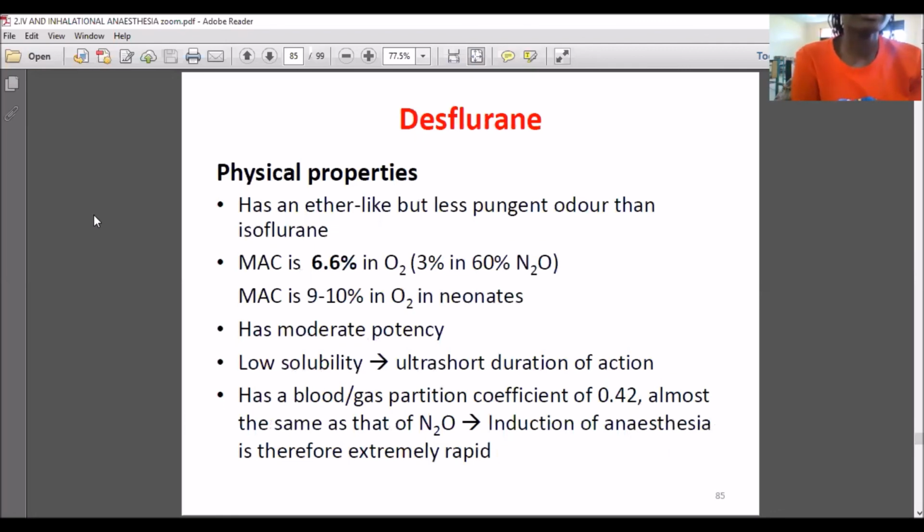Physical properties: it has an ether-like but less pungent odor than isoflurane. MAC is 6.6% in oxygen and 3% in 60% nitrous oxide. MAC is 9 to 10% in oxygen in neonates. It has moderate potency, low solubility, and a short duration of action, with a blood-gas partition coefficient of 0.42, almost the same as that of nitrous oxide. Induction of anesthesia is therefore extremely rapid.